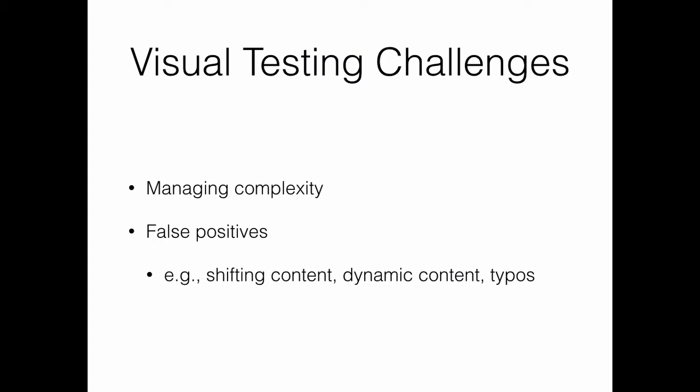And so managing complexity is hard because maybe you have to stand up your own Selenium grid. You have to have your own set of devices. You have to have an infrastructure to maintain. And then for dealing with false positives, a lot of the open source tools kind of fall down at the same point.